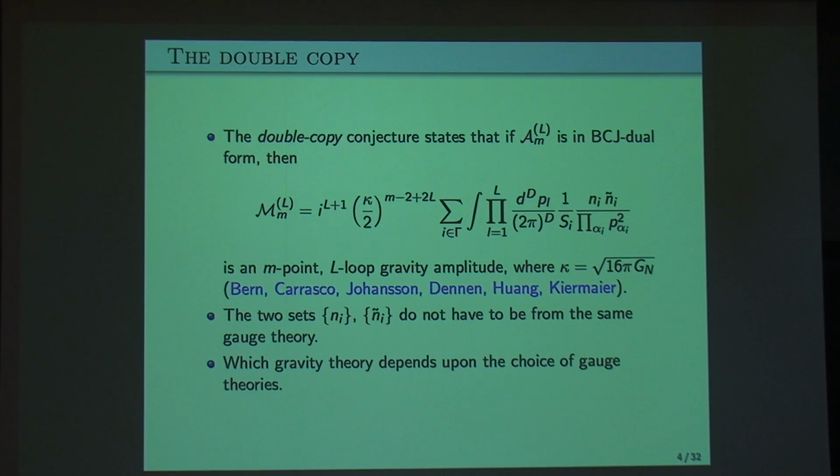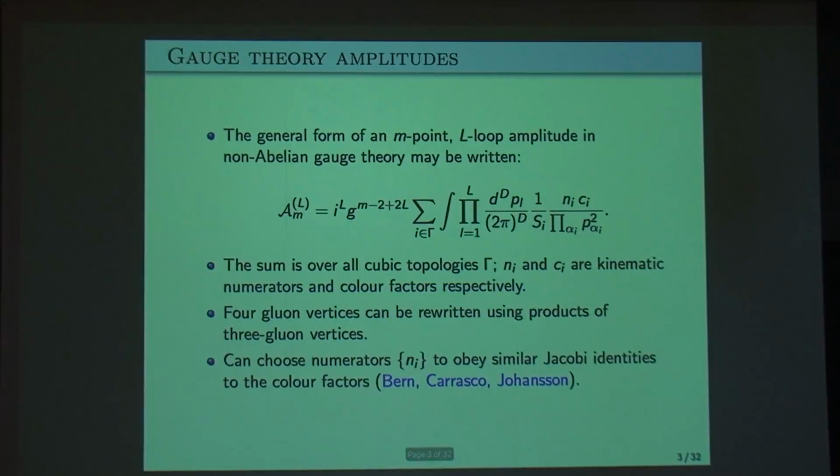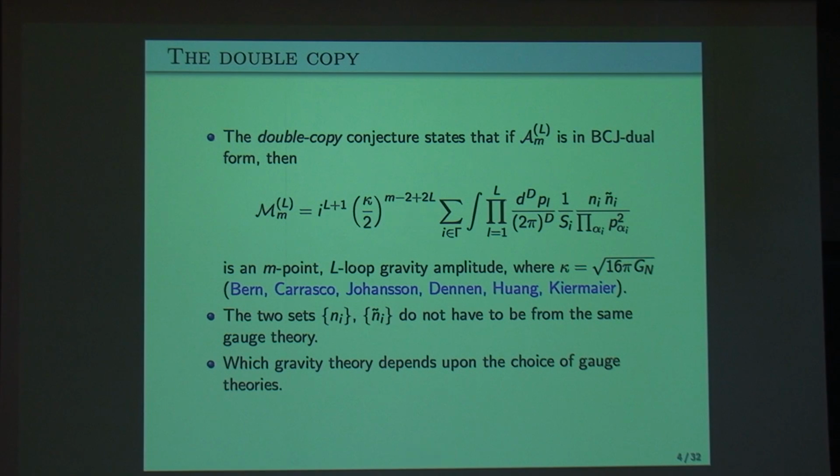There's then something called the double copy conjecture, which states that if I've written a gauge theory amplitude in BCJ dual form, then this quantity here is an n-point L-loop gravity amplitude now, rather than a Yang-Mills amplitude or gauge theory amplitude. Now to obtain this expression, all that's happened is that this gauge theory coupling constant has been replaced with a gravitational coupling constant, and also the colour factors have been stripped off because there is no colour in gravity, and replaced with a second set of kinematic numerators. And there's a tilde on those because they don't have to come from the same gauge theory, so I can take two different gauge theories and bolt them together, and that would give me a different gravity theory in general. So which gravity theory you get, with or without supersymmetry, for example, depends on which gauge theories you start with.